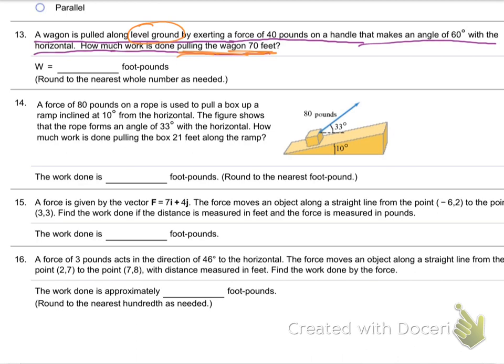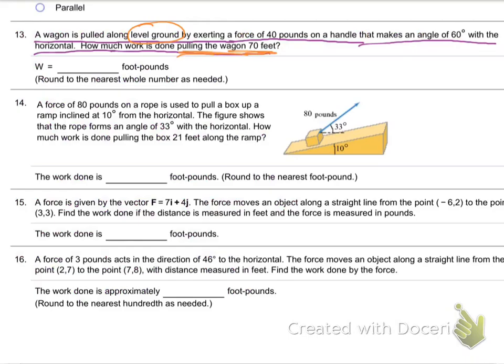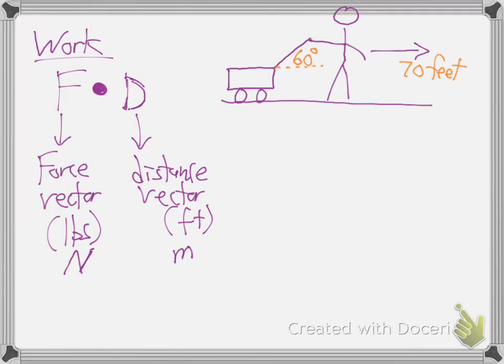They have you going up hills, and then you got to worry about the angle of the hill, and it gets really ugly. All right, so here we go. The person is walking 70 feet to the right, pulling a wagon, handle at an angle of 60 degrees. How much work is done? Basically, we have 4 of these word problems, 13, 14, 15, 16. All these problems, you basically have to just find the force vector, find the distance vector, and dot them. Then you got your answer. That's the whole problem.